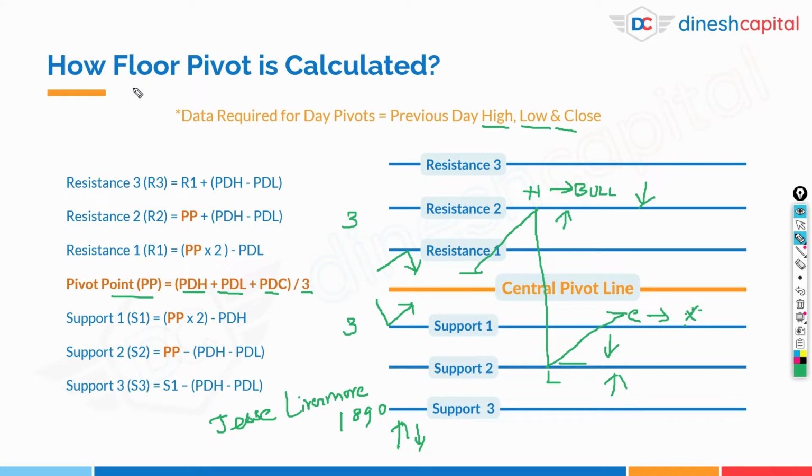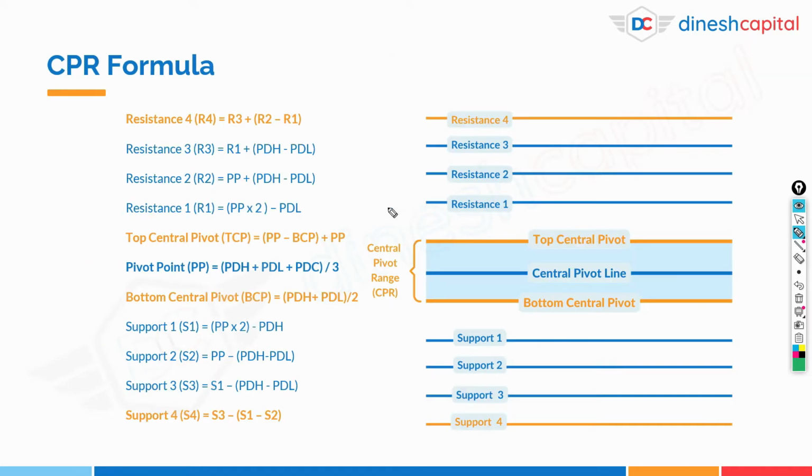What I have explained is just the standard floor pivot levels. We are not going to use this on the chart. The one we are going to use is the central pivot range and expanded pivot formula. It is nothing complicated. It has just 4 more levels.